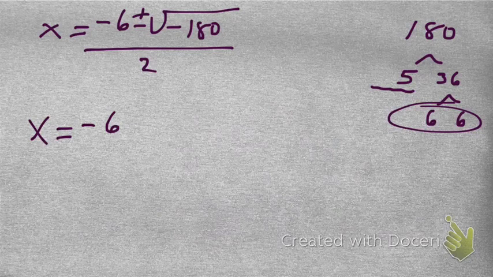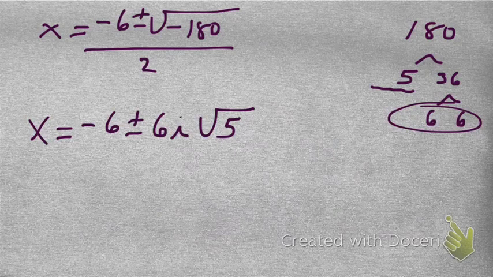So we take out the 6, since the square root of 36 is 6. We take out the i, because we have square root of a negative. Let's leave the 5 behind. This is all over 2. We have simplified the radical. Now we simplify the fraction.